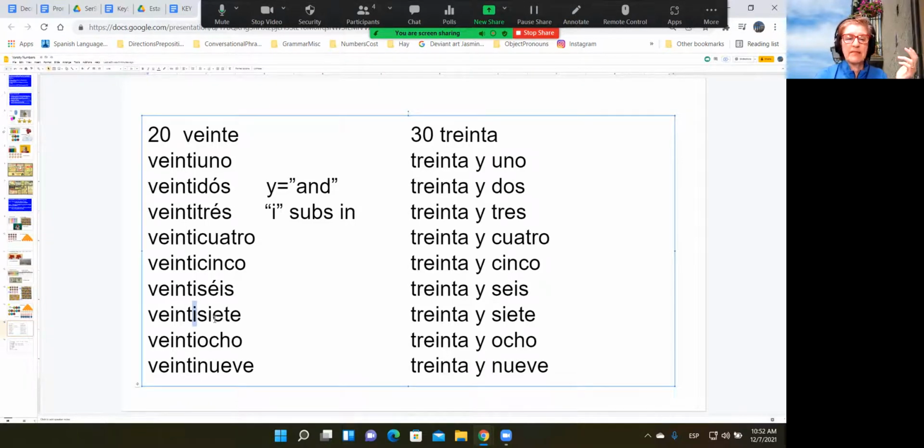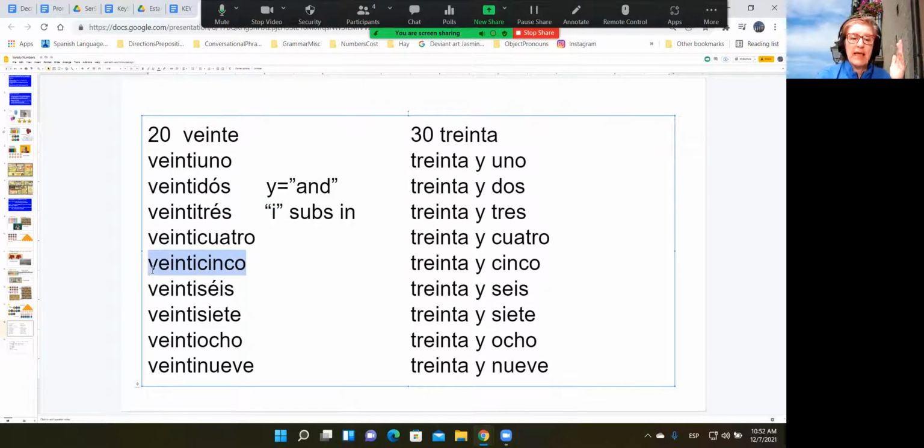So what happens to 20 is this E at the end of 20 generally goes away. The word E by itself means and. But when we combine it in these 20 series numbers, this word and, normally spelled with the letter Y, becomes E, the same sound, but spelled differently. This letter I subs in for the Y, okay?